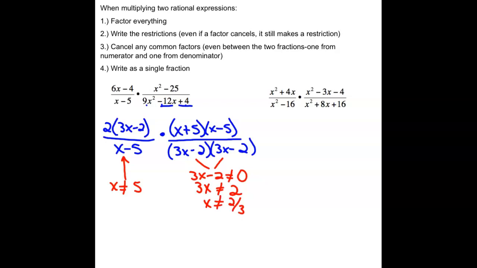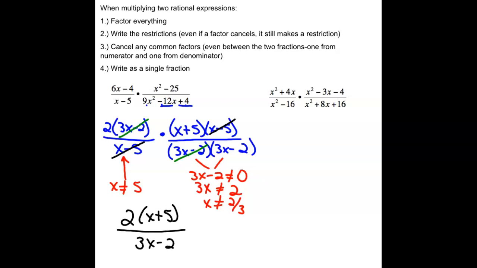All right, now that we've got our restrictions listed, we go ahead and look for things that we can reduce out. So I see an x minus 5 in the denominator here with 1 in the numerator there. You can take those out. I also have a 3x minus 2 that I can reduce, 1 on top with 1 on the bottom. And what I have left, I have a 2 and I have an x plus 5 in the numerator. And in the denominator, the only piece I have left is a 3x minus 2. And we're going to let you leave the answer just like that.